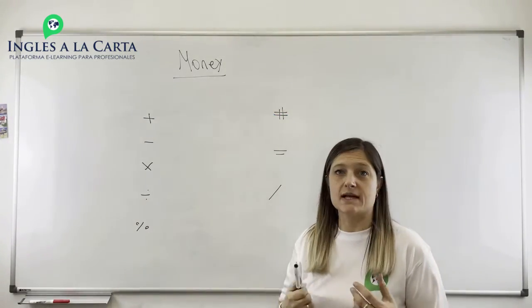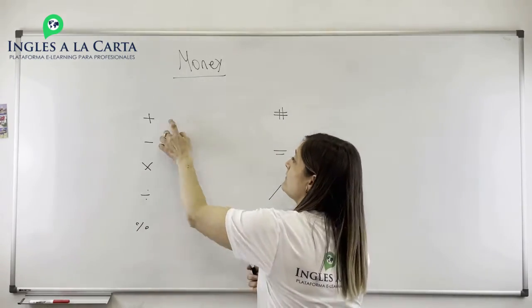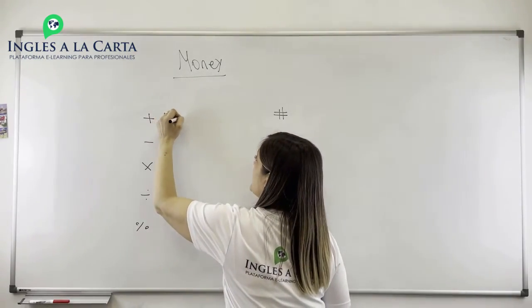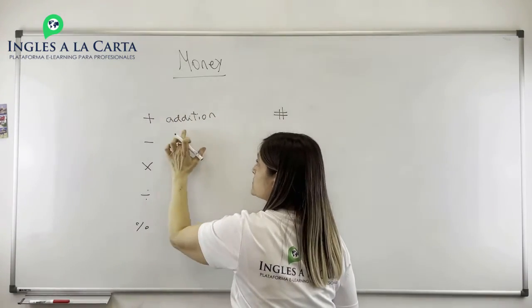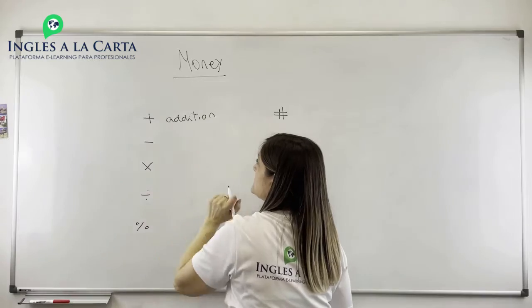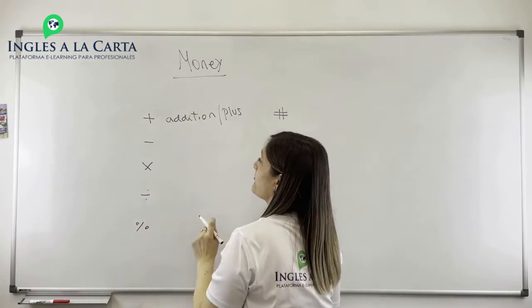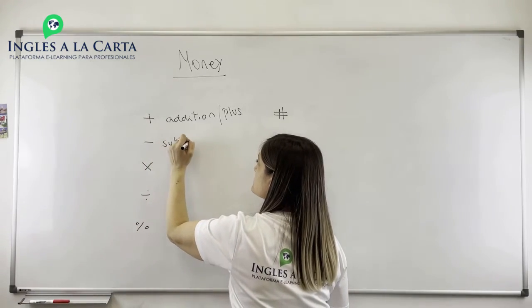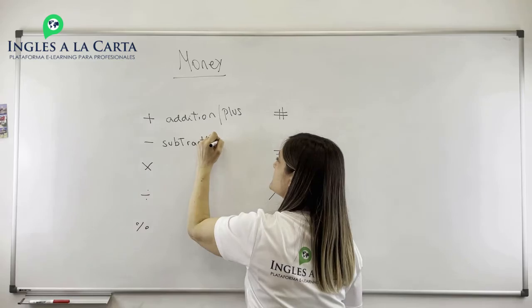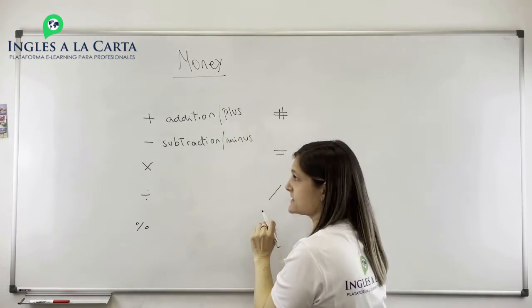Let's continue with some very useful symbols. Here we have, this is an addition. When we use this symbol, we are talking about an addition, and this symbol is a plus. In this case, we are talking about a subtraction, and this is a minus. Afterwards, I'm going to give examples.